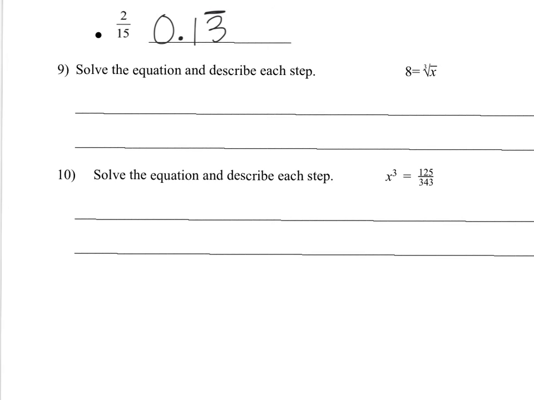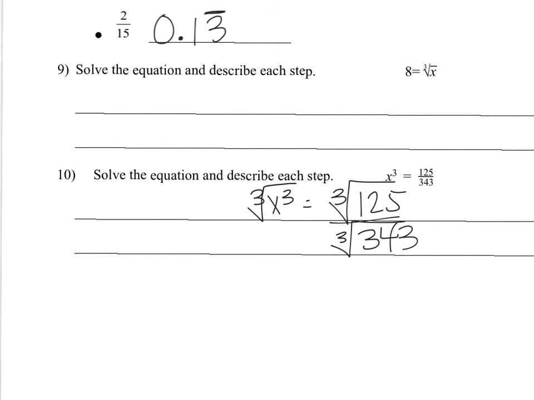X cubed equals 125 over 343. Okay. Remember, the whole goal of algebra is to get the variable by itself. It is being cubed, so you need to do the opposite. Take the cube root. What I do to one side, I have to do to the other. So if you take the cube root on the left, all that is left is the x.